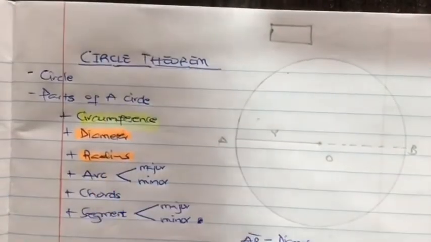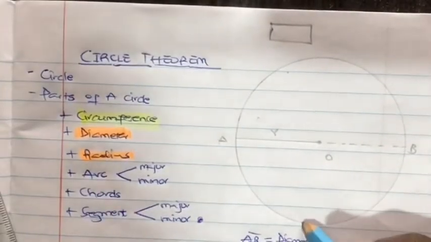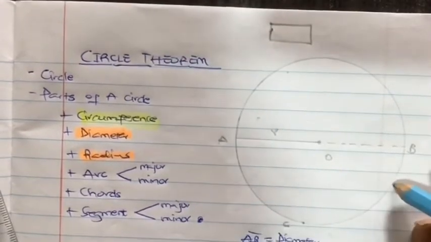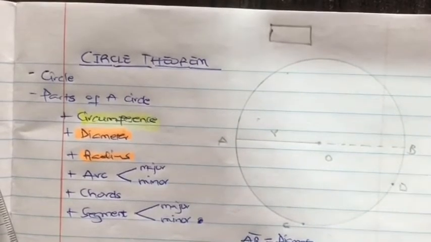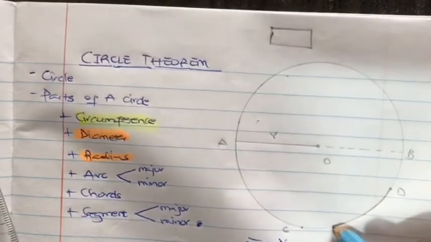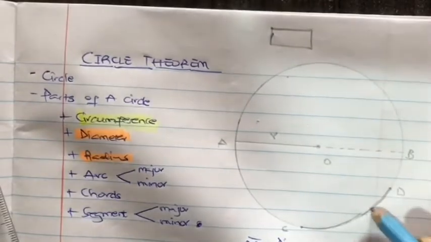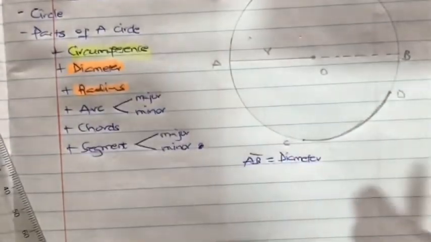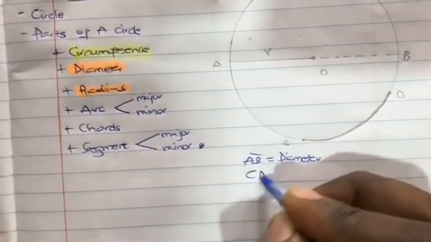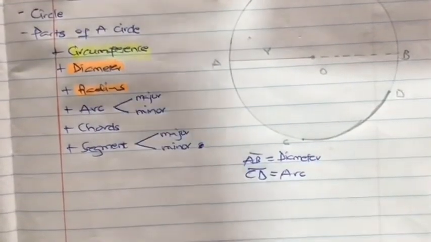Now, an arc. What is an arc? An arc is just a part of the circumference. Let this point be C and this be D. So from C to D, this part of the circumference is called an arc. So CD is an arc. But we have a major arc and a minor arc.